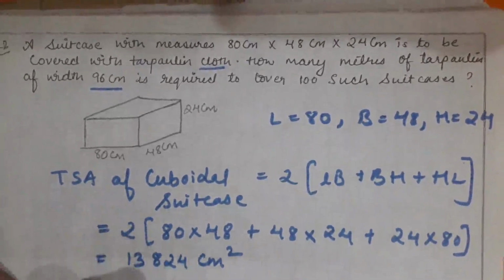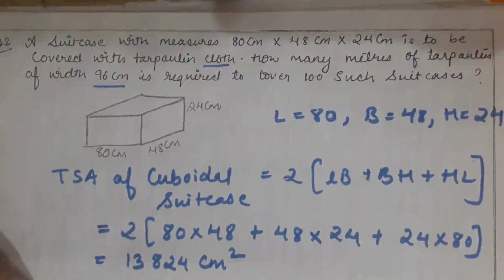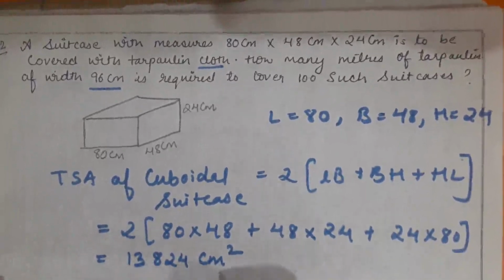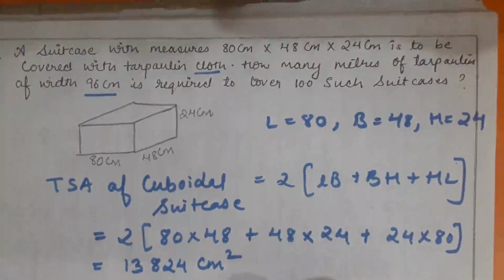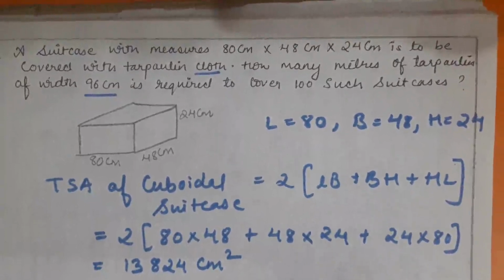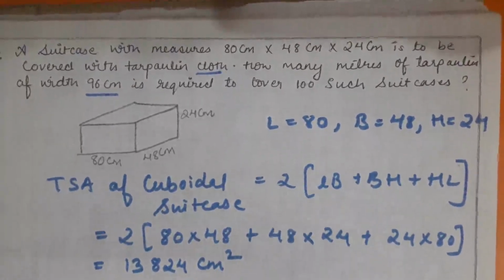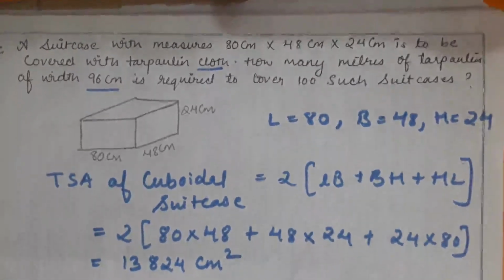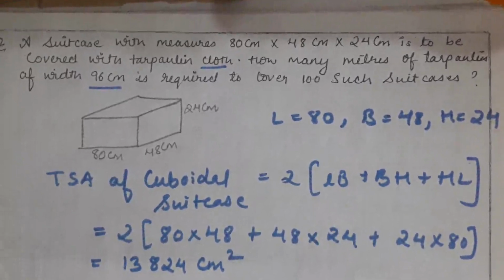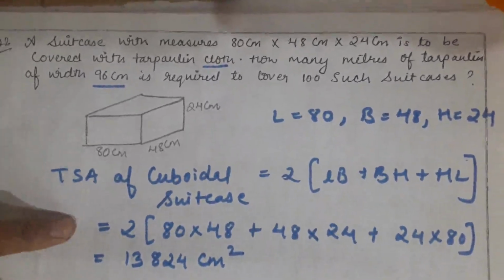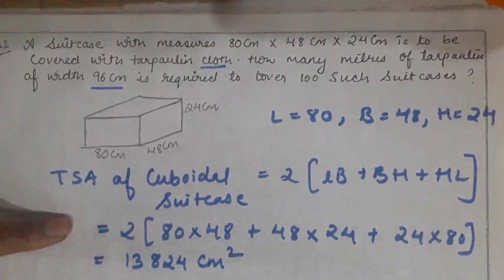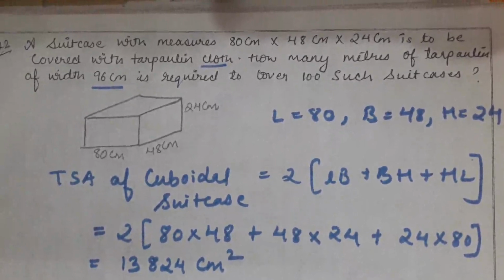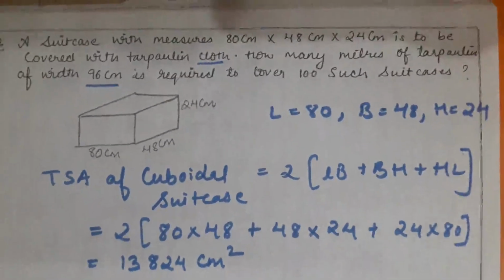For 100 suitcases, how much do we require? 13,824 into 100 centimeters square. How many meters of tarpaulin are required to cover such suitcases? So the area covered by one suitcase is this, so 100 suitcases require this much centimeter of cloth. Okay, so this question is finished. Now let's move to the next question.